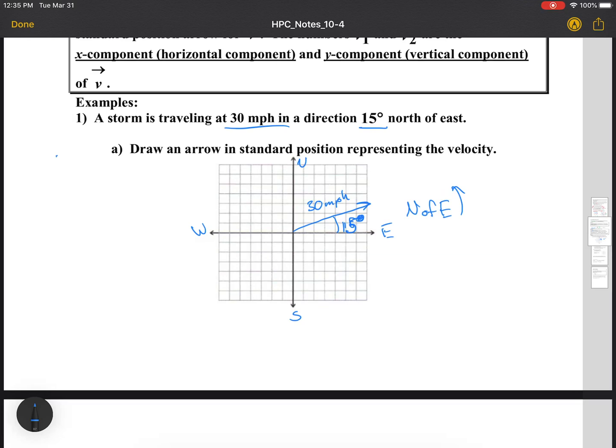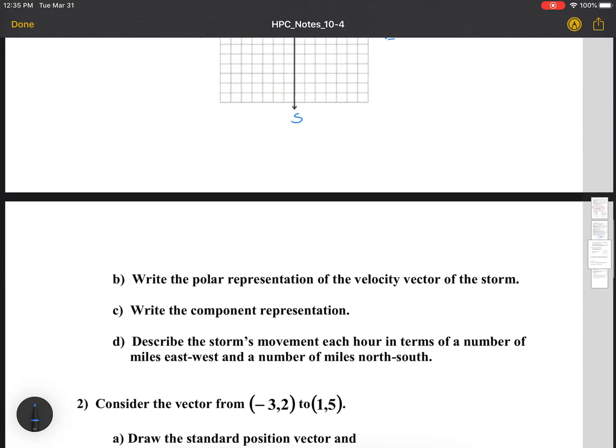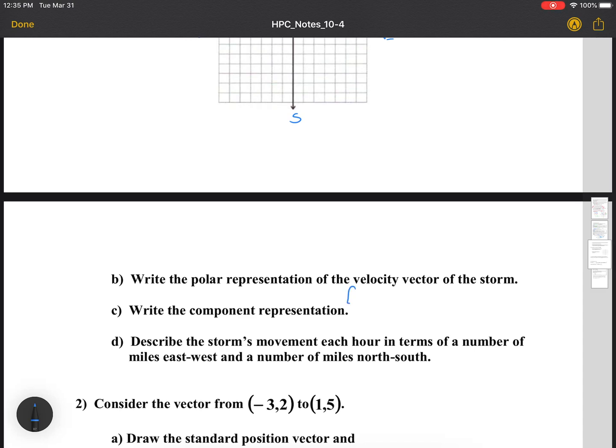The second one says write the polar representation. We're just going to take our components in our polar form and write it. Our r is 30, our magnitude, and our direction is 15 degrees. It's as easy as that.